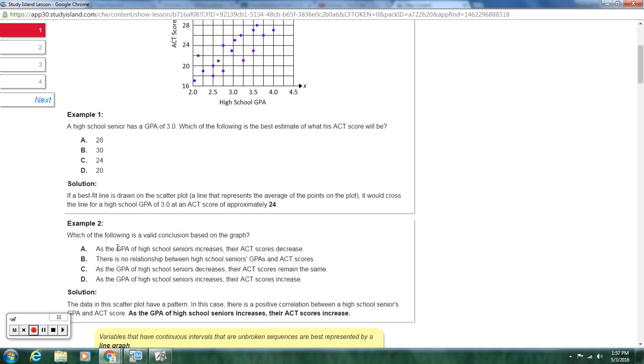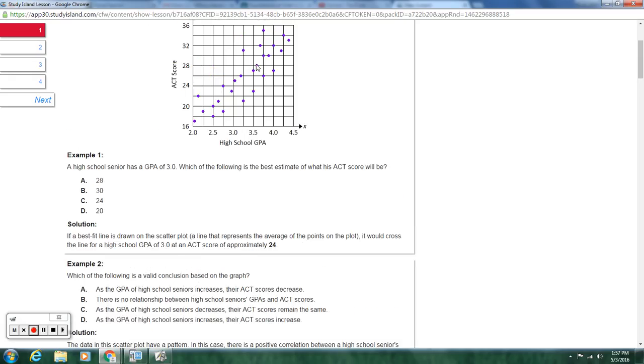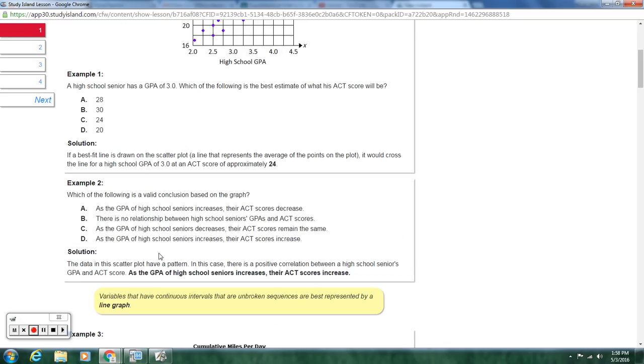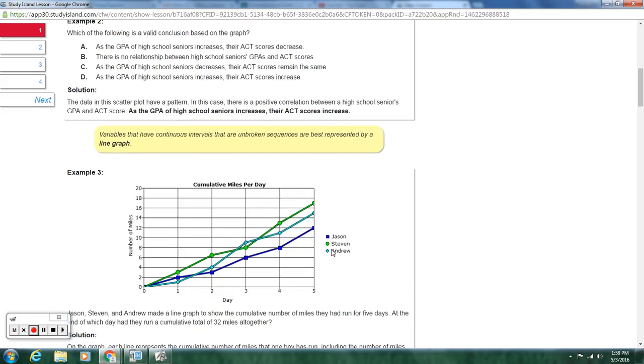All right, here's another one. Which of the following is a valid conclusion? So as the GPA increases, their score decreases? Not really. There's no relationship. What kind of relationship does that look like? It's a positive one, right? So if this one increases, this one should increase. So as the GPA of high school seniors decrease, their ACT scores remain the same? No. As the GPA of high school seniors increase, their scores increase. Alright, then we got some line graphs.